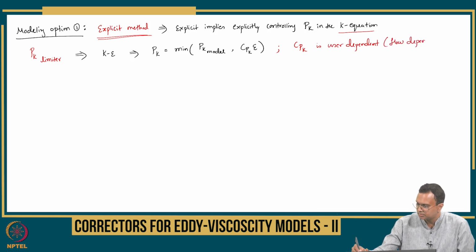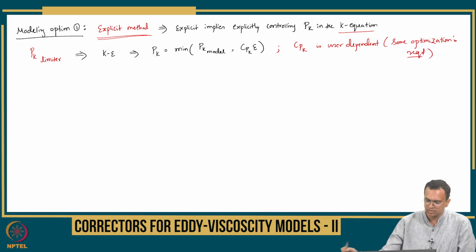I wouldn't call it flow dependent here, you can say some optimization is required. Okay, so for the pk limiter, this could be one option. You can play with it to see whether you get a good value.